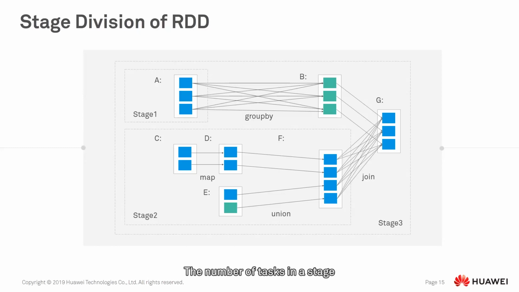The number of tasks in a stage is determined by the number of RDD partitions at the end of the stage. RDD conversion is a partition-based coarse-grained computing, and the result of a stage execution is the RDD of these partitions.